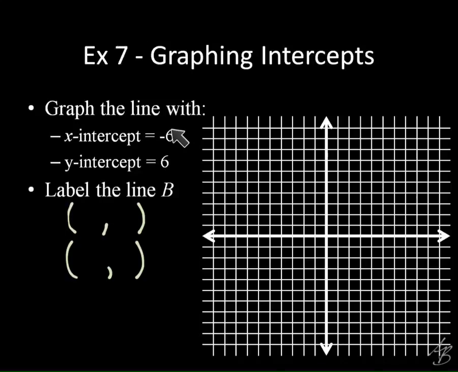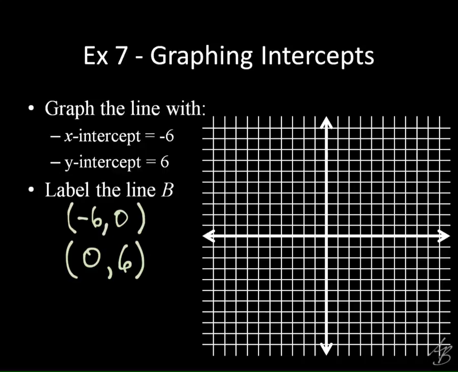For this example, we have a y-intercept of 6 and an x-intercept of negative 6. So the negative 6 is going to be the x-intercept. So it's going to be the x-coordinate. And then the y is going to be 0. And then for the y-intercept, the 6 is going to be the x or y? Y. So then 0 is going to be the x.